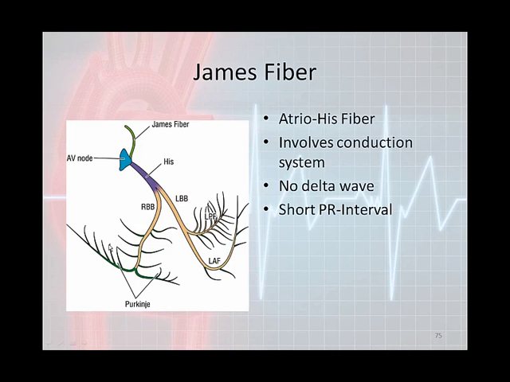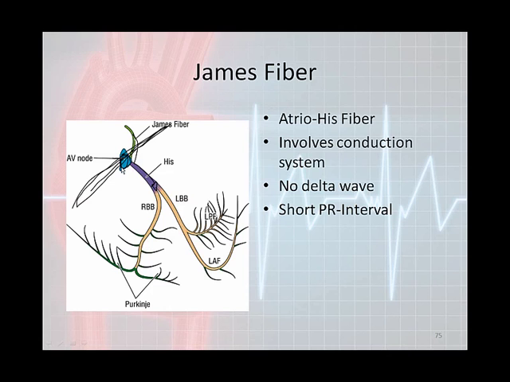Now, James fiber, on the other hand, is a little bit different. The James and Mahaim fibers actually come from the AV junction area. The WPW Kent bundle could be nowhere near the AV junction, whereas these other two are associated very closely with the AV junction. Now, what happens here is we're going to have the non-conductive AV septum right here, and as the signal is being held up here in the AV node, some of the signal is bypassing the AV node, innervating the His bundle, and then super accelerating itself through here.